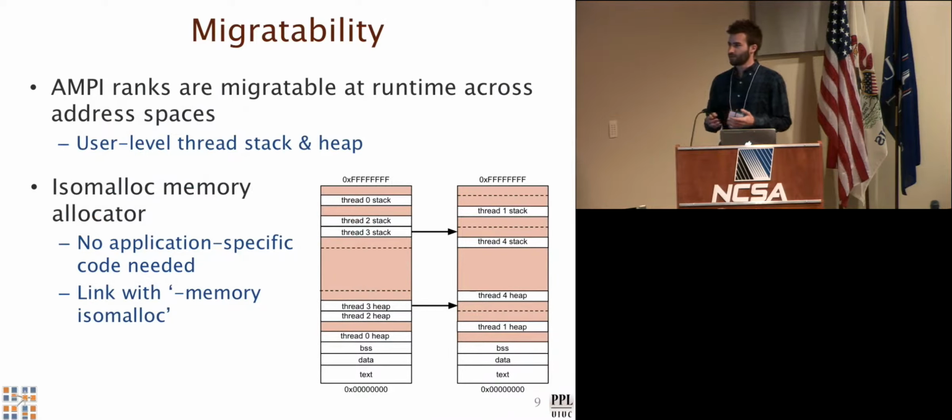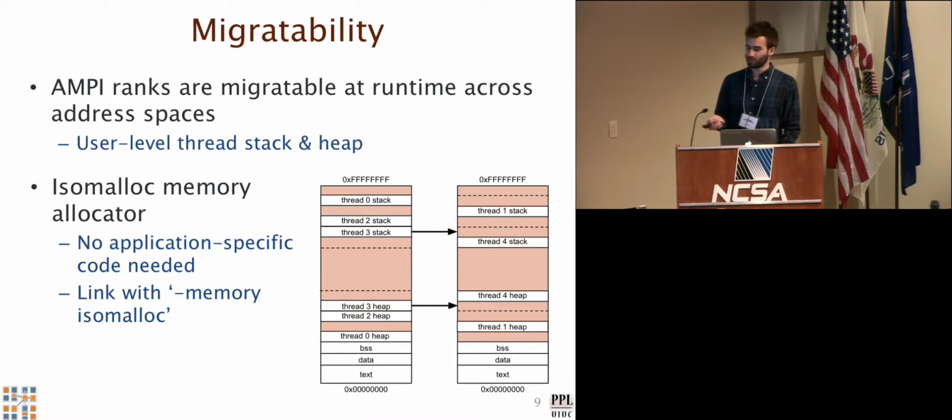Migratability is the third key aspect of AMPI's execution model, in that all AMPI ranks are made migratable between the different address spaces of a system at runtime. This includes the user-level thread and all of its heap data. The way we do this is through something called the isomalloc memory allocator. You just link your application with -memory isomalloc. The way it works is we reserve in the global virtual memory a slot for every single thread, stack, and heap data. Whenever we migrate, we migrate the data to the same exact slot in the virtual memory, and none of the pointers are changed, and everything still works transparently on the other side.